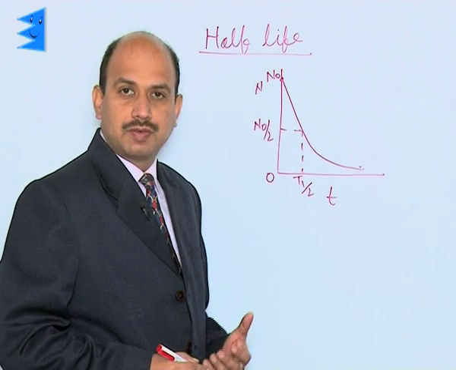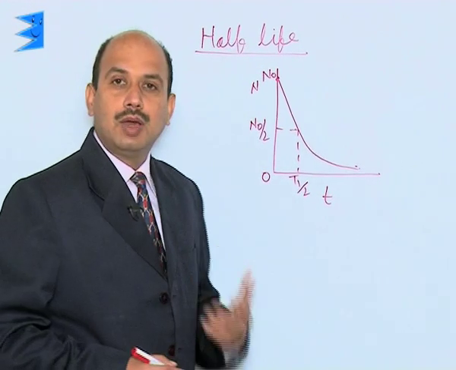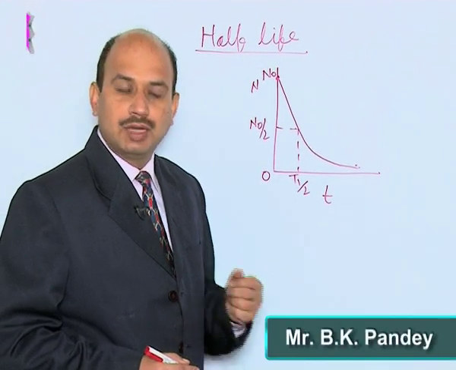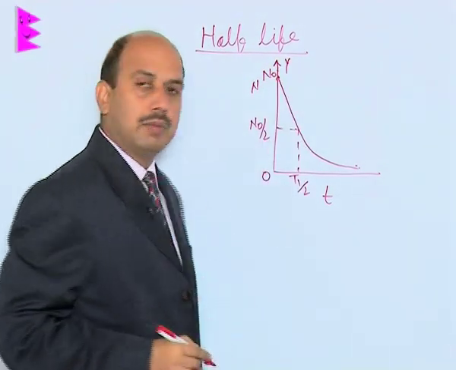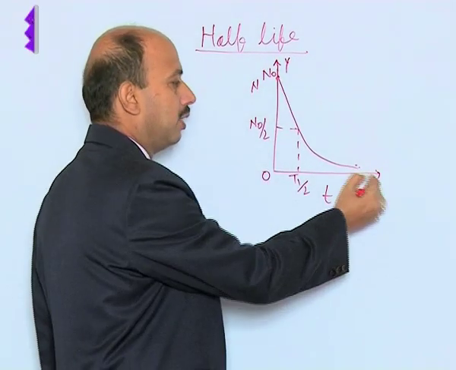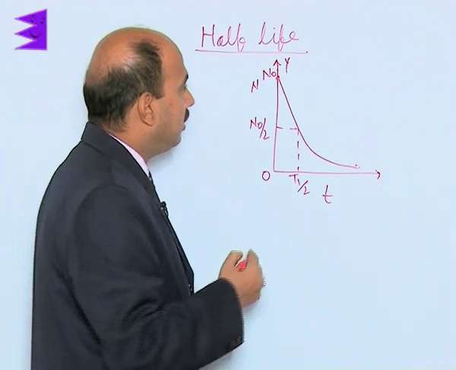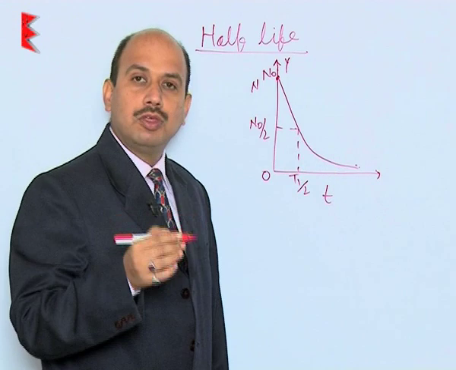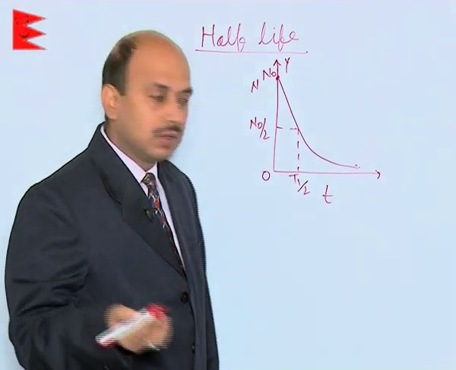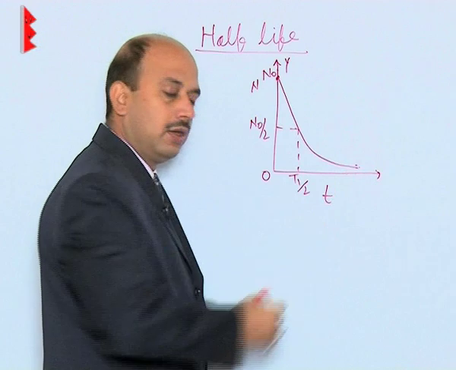Now see here, half-life. Half-life is the time of the radioactive materials or the radioactive elements. See this graph: on the y-axis I have taken the number of atoms, and on the x-axis I have taken time t. When a radioactive element disintegrates, the number of atoms keeps on reducing and it will become 0 only at infinite time. That is why this graph is not joined here.